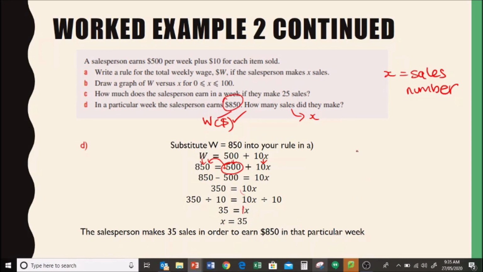So a worded problem requires a worded answer, so that means you need to write the salesperson makes 35 sales in order to earn $850 in that particular week, or something similar. As long as you've said 35 sales and that they earn $850 in a week, you should get the mark.